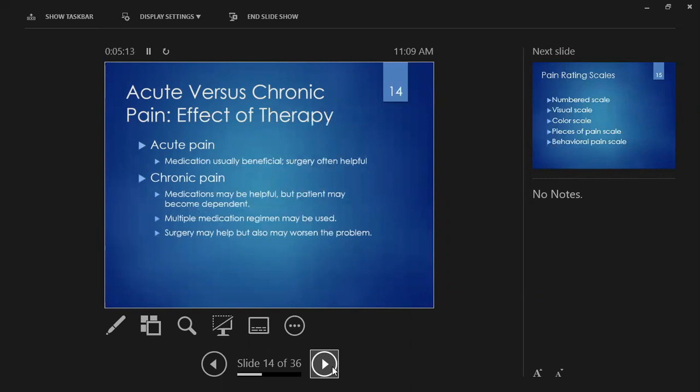Effective therapy on acute pain. Medication is very beneficial with acute pain, especially with surgery. We can do a surgery, remove whatever's causing the acute pain. Like if it's a broken arm, we can reduce the break, right? Put a cast on, give them some pain medication, and we did a great job, right? The pain is usually well relieved. With chronic pain, sometimes medications can help, but the patient does often become dependent upon the medication, okay? Multiple medications may be required, especially if they have both neuropathic and nociceptive pain, and surgery could help the problem, but it could also worsen the problem, especially if it's some kind of neuropathic pain.